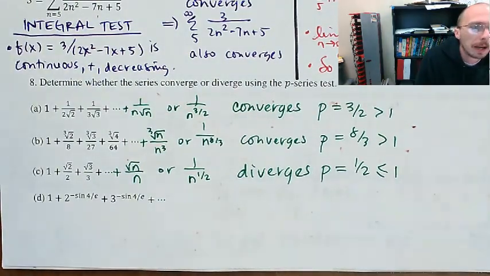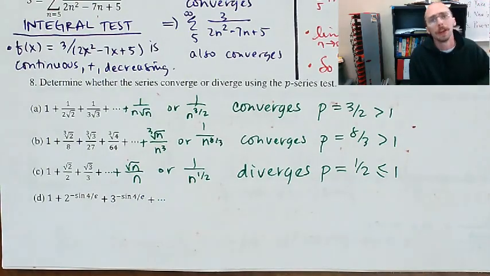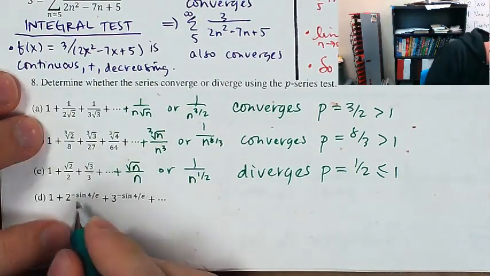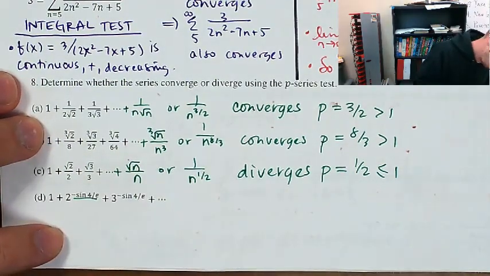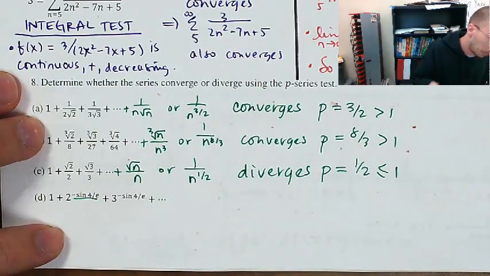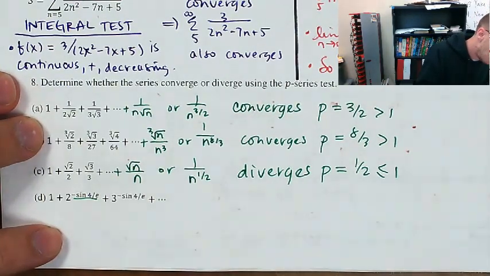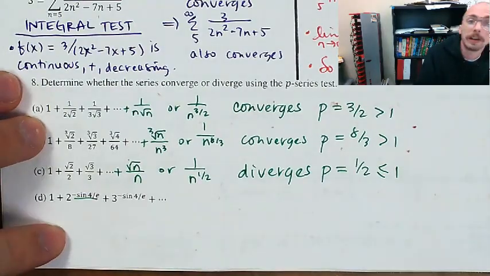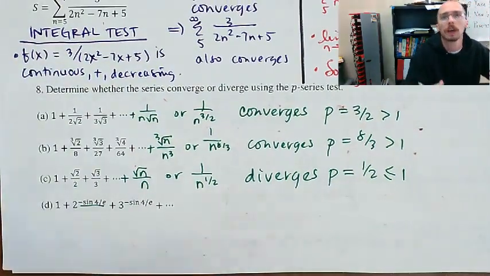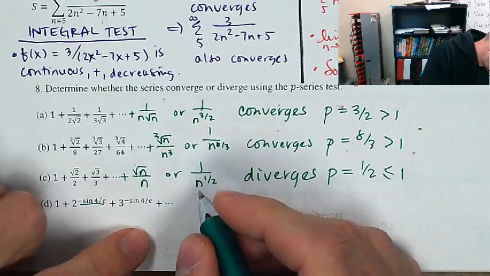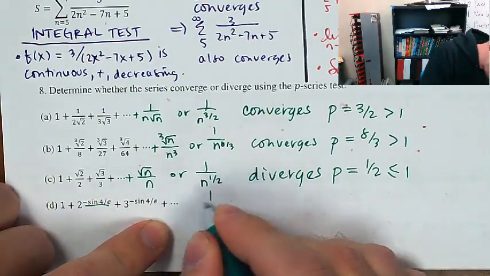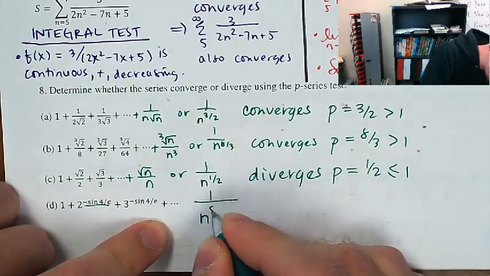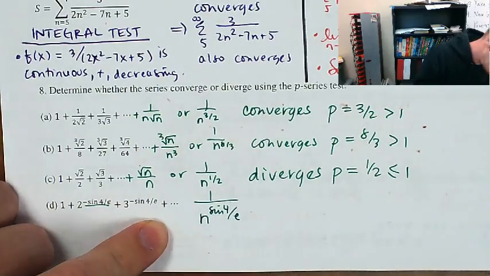Now I've got some weird powers of 1, 2, and 3, but I know that that's okay. That's going to be my p. So p equals negative sine 4 divided by e. Or I guess the p is going to be positive sine 4 divided by e because the negative kicks it down into the denominator. So I'm going to say 1 over n to the sine of 4 divided by e.